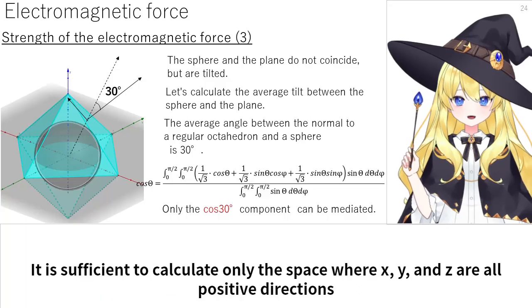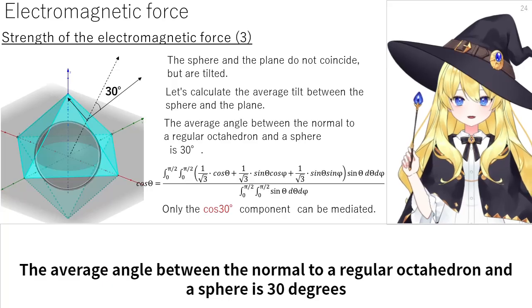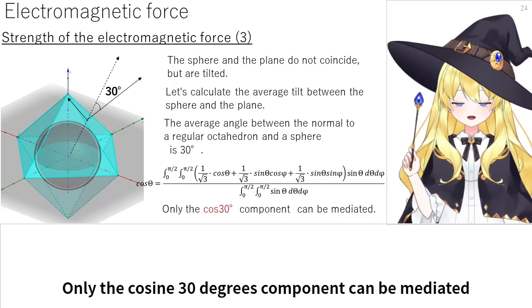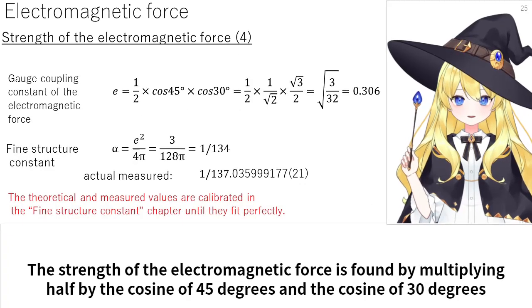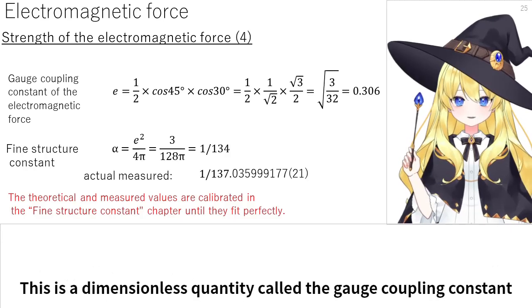It is sufficient to calculate only the space where x, y, and z are all positive directions. The average angle between the normal to a regular octahedron and a sphere is 30 degrees. Only the cosine 30 degrees component can be mediated. The strength of the electromagnetic force is found by multiplying half by the cosine of 45 degrees and the cosine of 30 degrees. This is a dimensionless quantity called the gauge coupling constant.